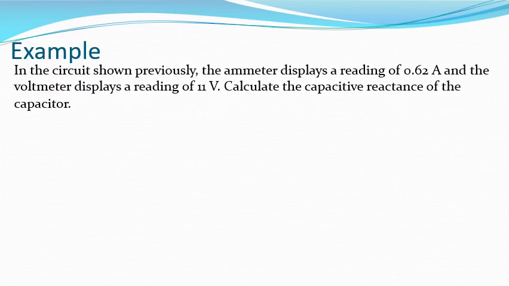So let's say we've taken two readings and we've got a current reading and a voltage reading. We can work out the capacitive reactance of the capacitor that we're looking at by dividing the RMS voltage by the RMS current. In this case, 18 ohms.